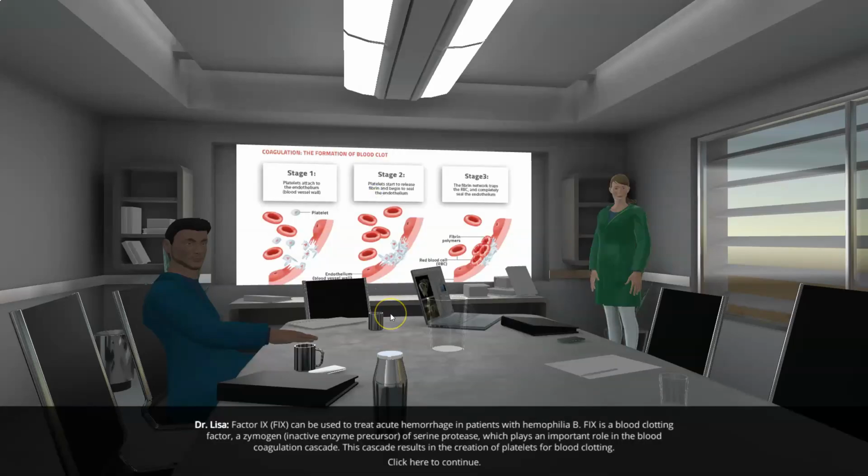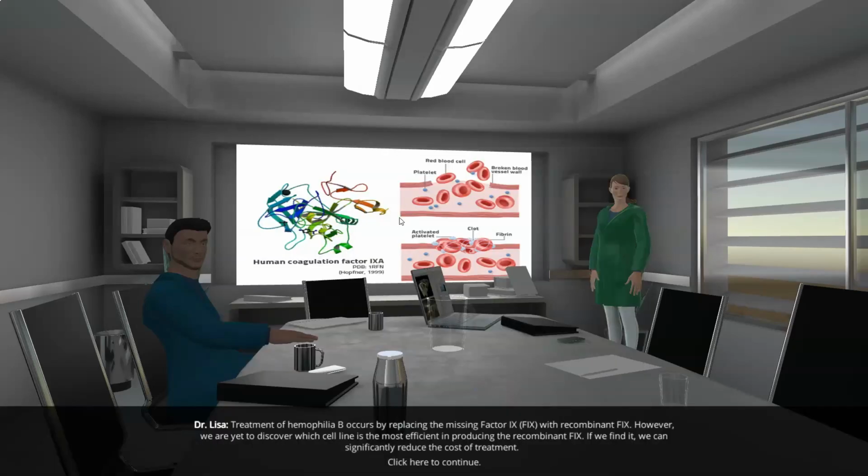Factor IX can be used to treat acute hemorrhage in patients with hemophilia B. Factor IX is a blood clotting factor, a zymogen of serine protease, which plays an important role in the blood coagulation cascade. This cascade results in the creation of platelets for blood clotting.